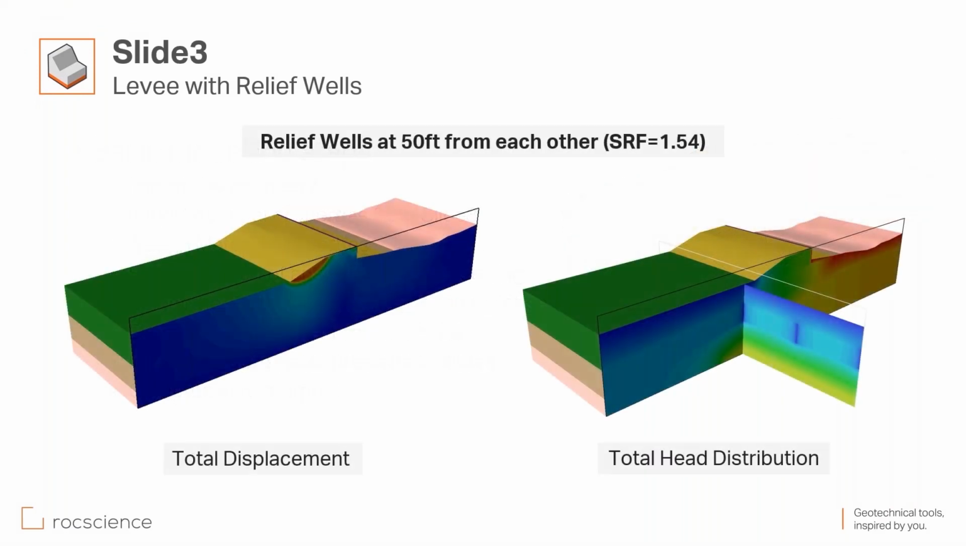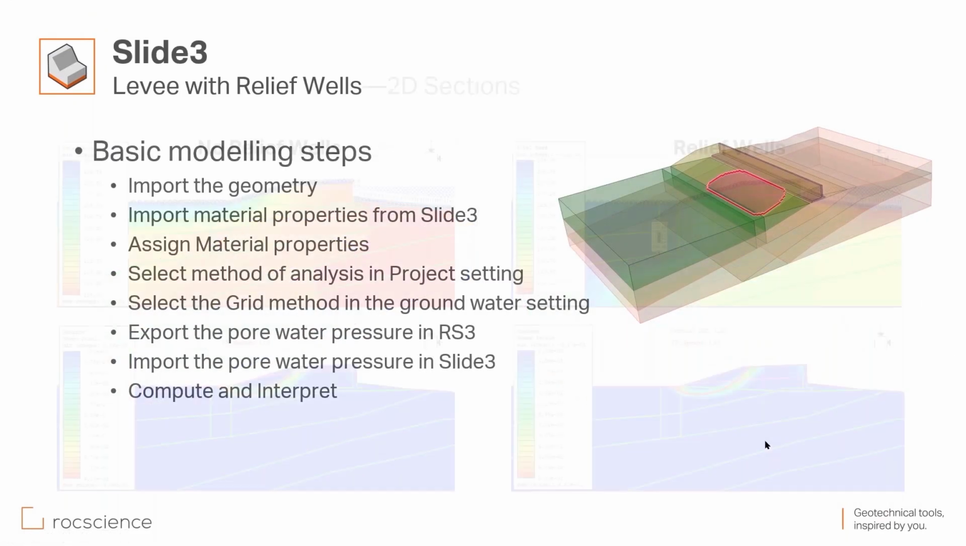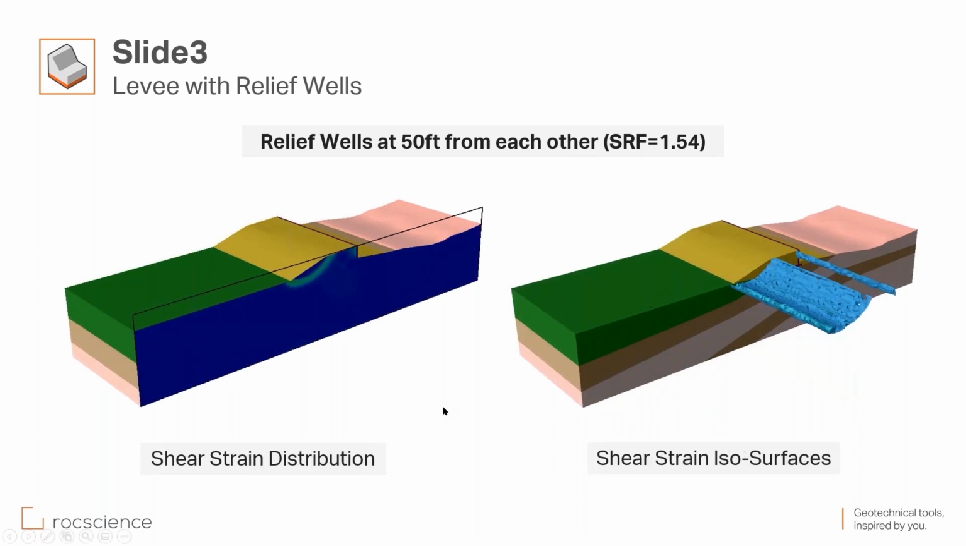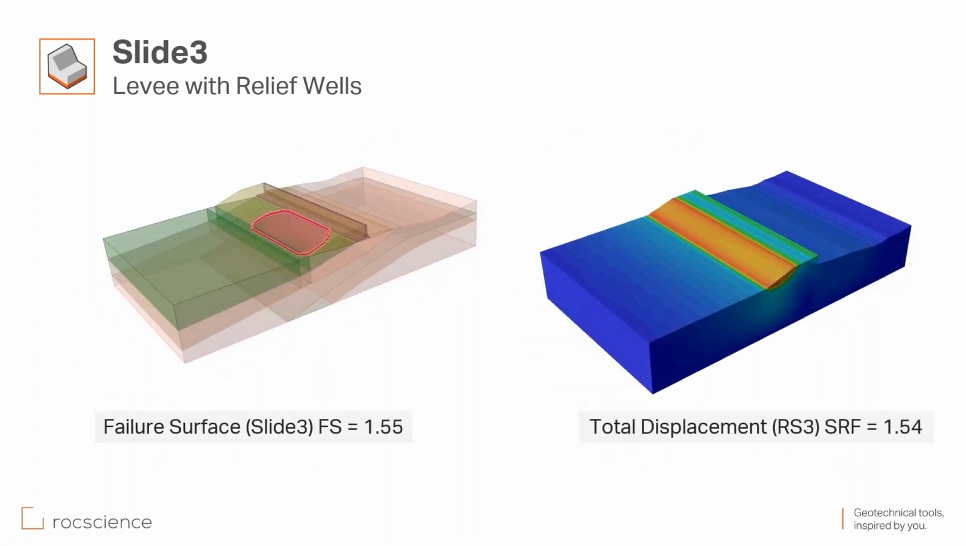So what we showed in the Seepage analysis using the RS3 software, we define these relief wells, and you can see that the total head is reducing here, and this is the total displacement for the model. Also, you can look at the maximum shear strain as I explained, and this is the ISO surface for the maximum shear strain. So this is where the failure happens, and this is exactly the same as Slide3. The results are matching. I explained this in the previous webinar as well.